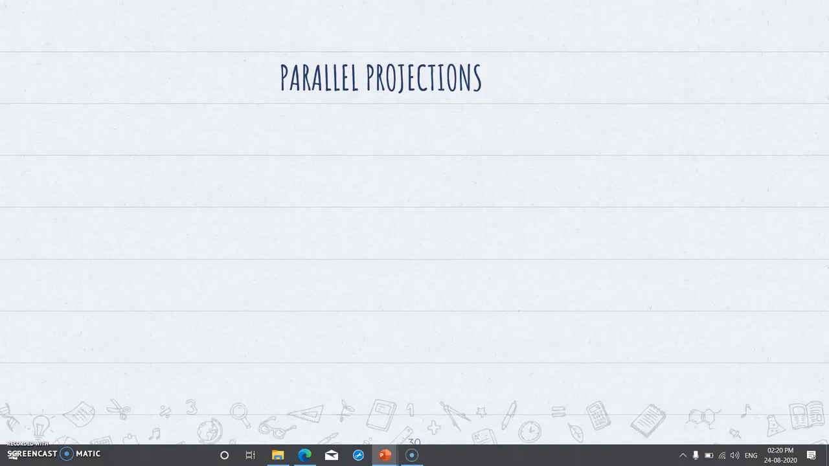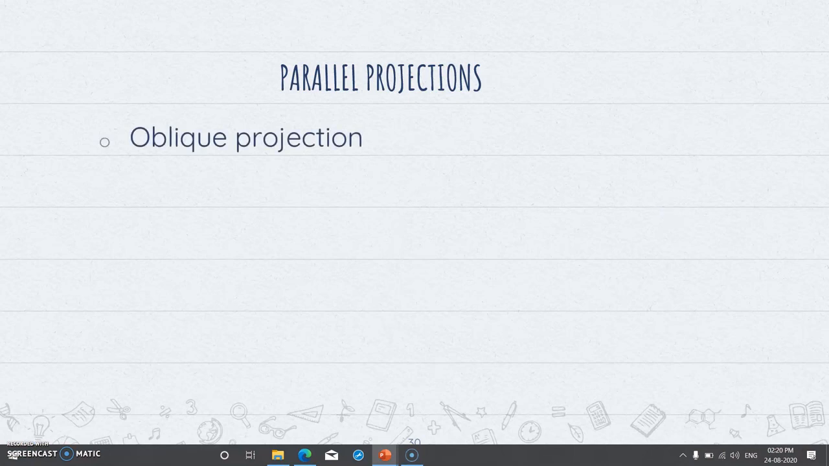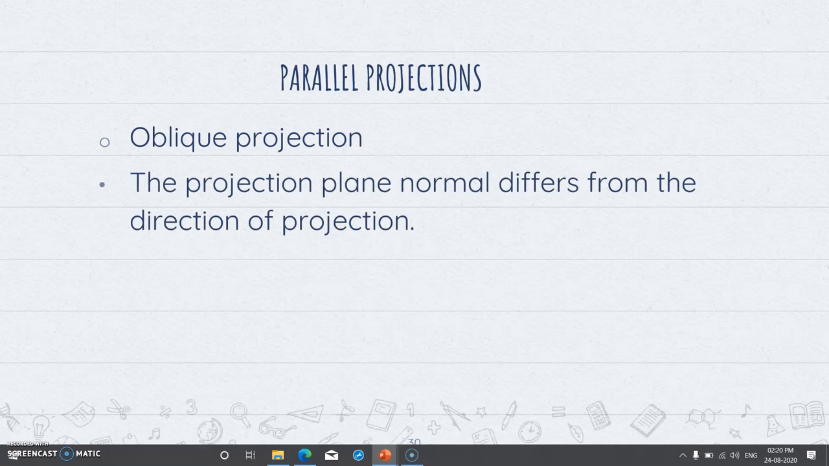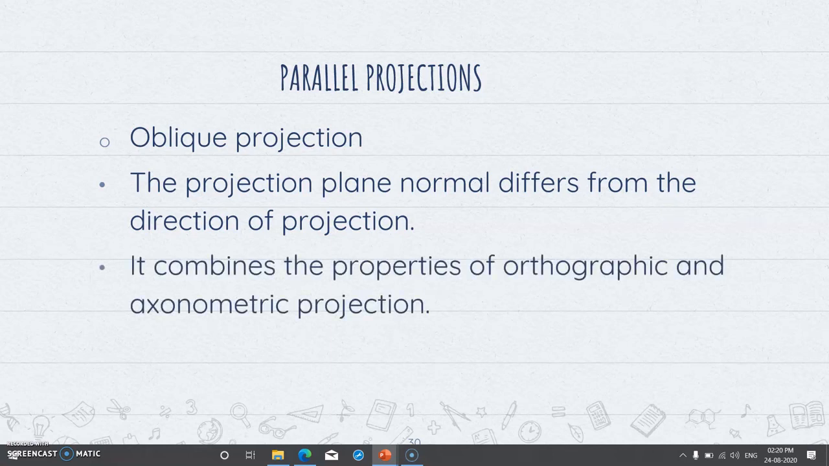Then we have parallel projection, and the next category is oblique projection. That is, the projection plane normal differs from the direction of projection. Here it combines the properties of orthographic and axonometric projection. There are some features of oblique projection. The first feature is that the projection of the face parallel to the plane allows measurement of angles and also the distance. Other faces can measure distance but not angles.